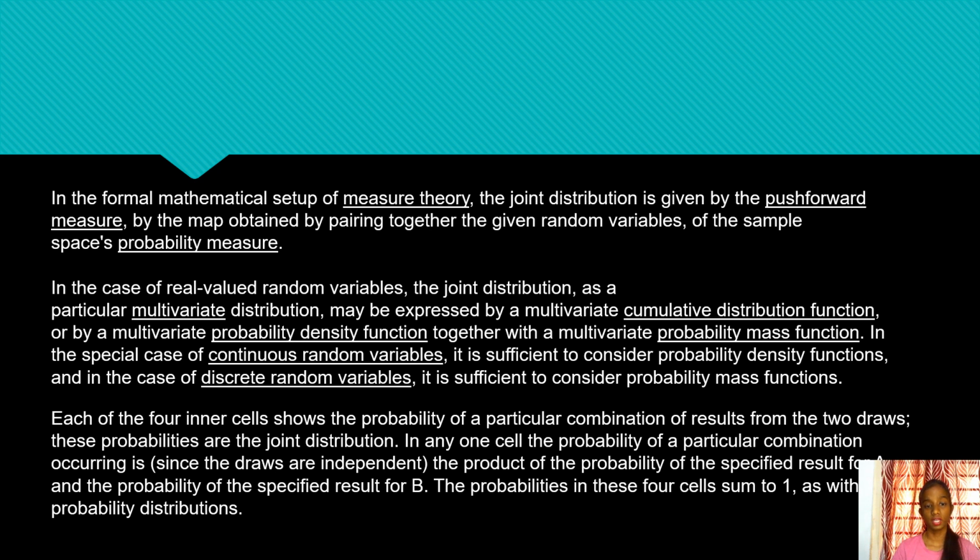So each of the four inner cells shows the probability of a particular combination of results from two draws, and these probabilities are the joint distribution. In any one cell, the probability of a particular combination occurring is specialized within the probability of the specified result for B.